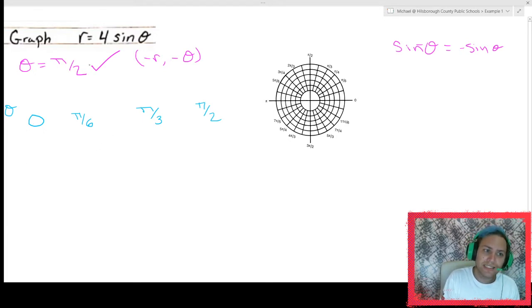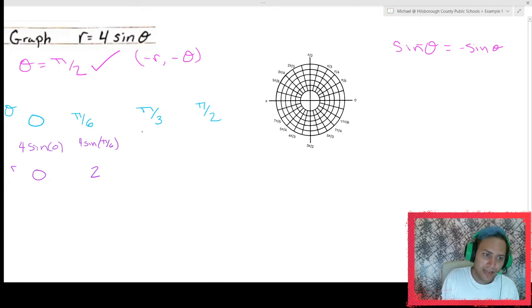So if we plug these things in, I'm going to come up to this original equation and plug them in. I'm going to plug in 0 for theta. So this becomes 4 sine of 0. Well, sine of 0 is 0, so 0 times 4 would give me 0. So I know the radius here is 0. Same thing here: I'm going to plug in 4 sine of pi over 6. At 30 degrees, my sine is 1/2, so this ends up being 4 times 1/2, which is 2.